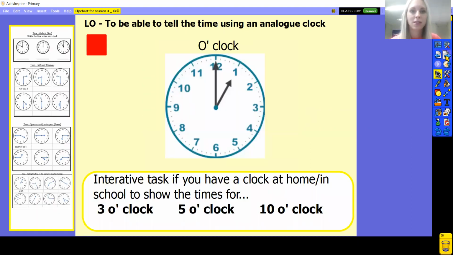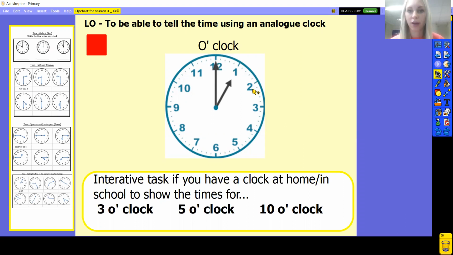So we're learning to be able to tell the time using an analog clock. That is using a clock face to be able to tell the time. And red work today is telling the time to o'clock. Now, you might remember from year 1 that when we are looking at telling the time to o'clock, we need to first of all look at the minute hand. Now, the minute hand on a clock face is this longer hand, okay? And when you're telling the time to o'clock, the minute hand should be on 12, the number 12, okay?